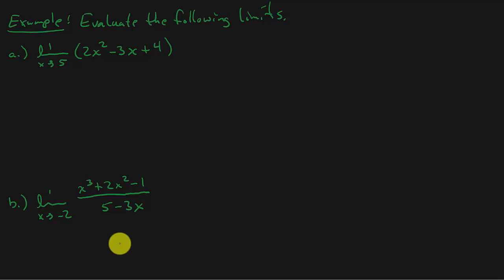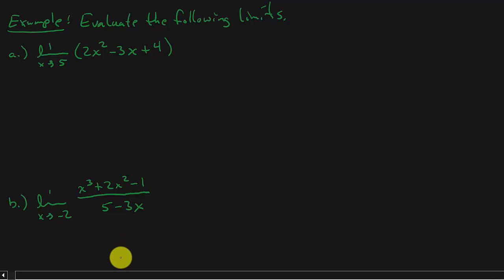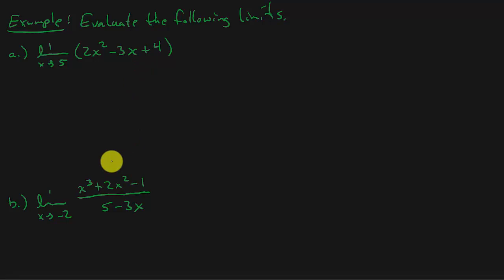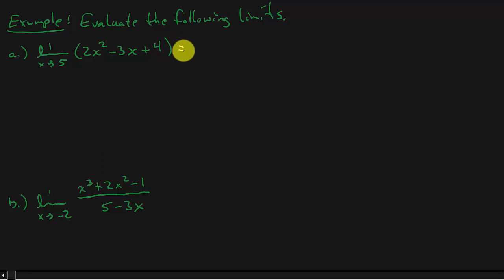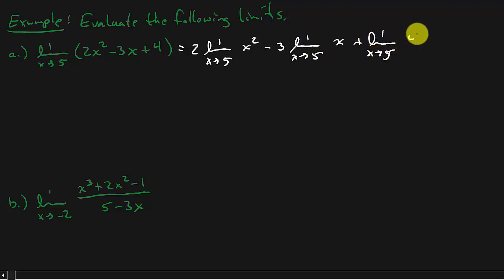Okay, so let's look at this, and then once we see the property after I work these two, we're going to come back up here and work these problems again using that theorem, that property that we're going to go over. All right, so let's break this up. This is going to be the limit as x goes to 5. Well, let's go ahead and bring the 2 out also. So that's going to be 2 times the limit as x goes to 5 of x squared minus 3 times the limit as x goes to 5 of x plus the limit as x goes to 5 of 4.